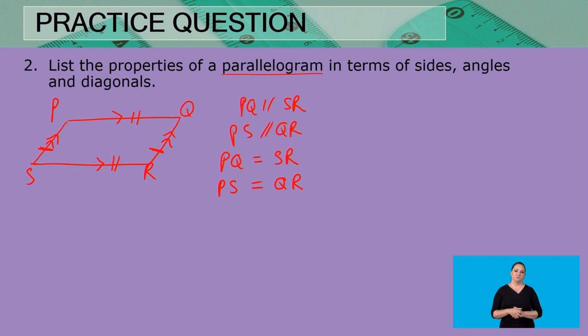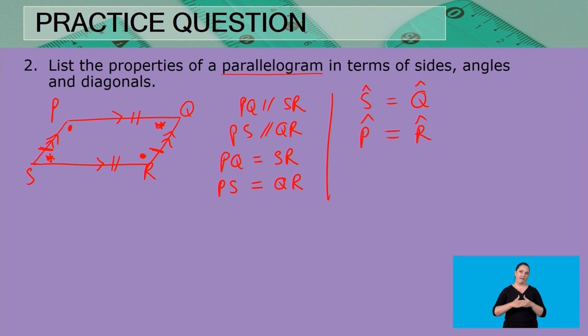So when it comes to the angles of a parallelogram, we know that the opposite angles are equal. That means that angle S is equal to angle Q, and angle P is equal to angle R. So those opposite angles are equal.